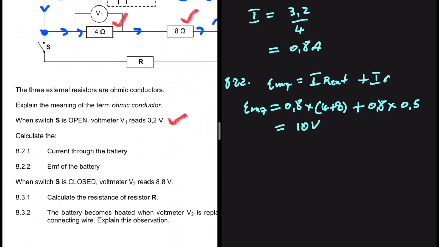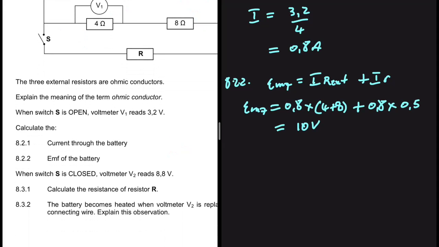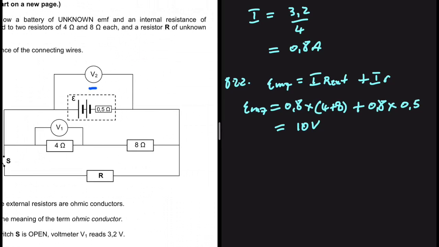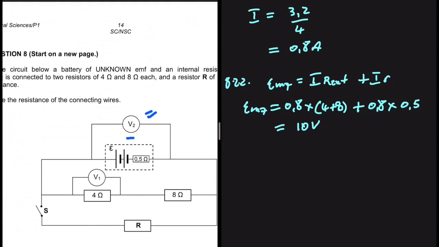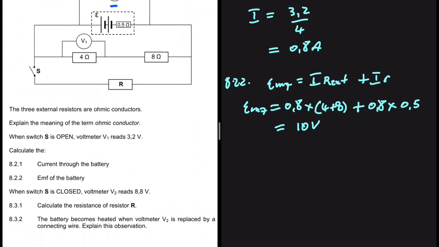So 8.3, when switch S1 is closed, so let's just erase this for the sake of clarity. When switch S1 is closed, voltmeter V2 reads 8.8 volts. Let's go ahead and look at voltmeter V2. Voltmeter V2 is connected across the ends of a battery when there is current flowing to the external circuit, and it reads 8.8 volts. That is our V external. So we have 8.8 volts as our V external. So the V internal will be 1.2 volts.